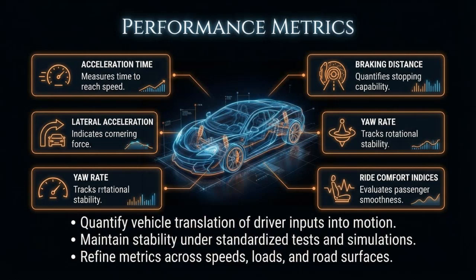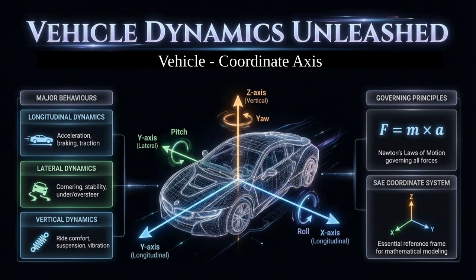These performance metrics quantify how effectively the powertrain translates driver inputs into vehicle motion, while maintaining stability under standardized test simulations. Acceleration time, lateral acceleration, yaw rate, braking distance, and ride comfort indices together help refine vehicle performance across different speeds and road surfaces, ensuring responsive, stable, and comfortable operation.